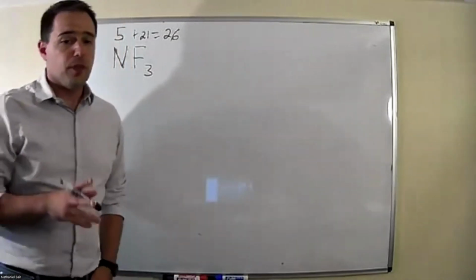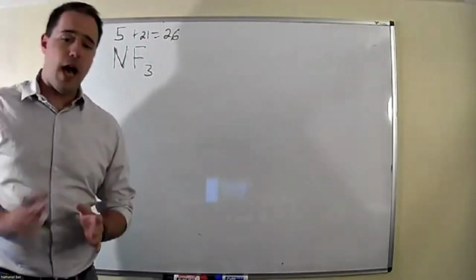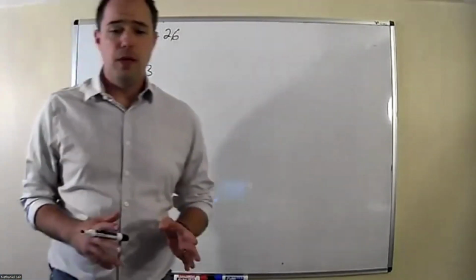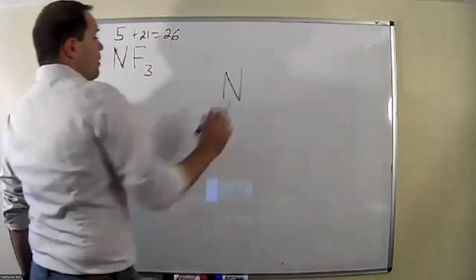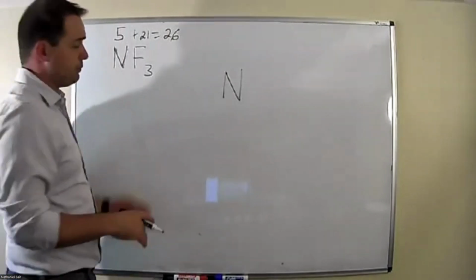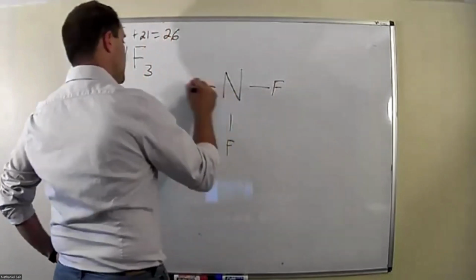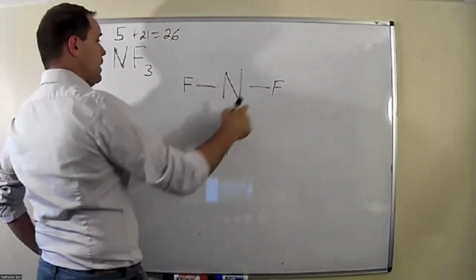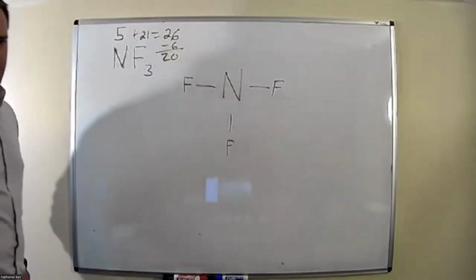What's step 2? Step 2 is the atom that comes first, unless it's hydrogen, is going to be your central atom. So we're going to put nitrogen in the middle. Boom. And then you need to connect everything to that central atom with a single bond. So we got 3 fluorines, 1, 2, and 3. Each bond is 2 electrons. You used up 6. You got 20 electrons left.